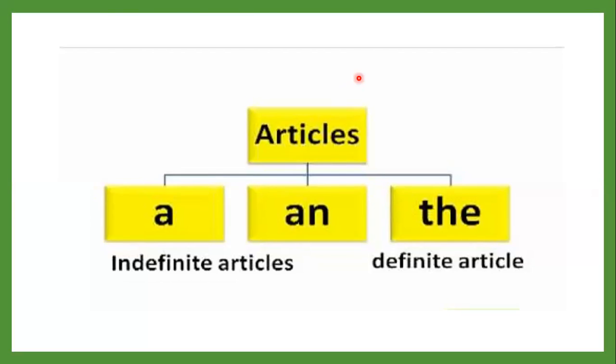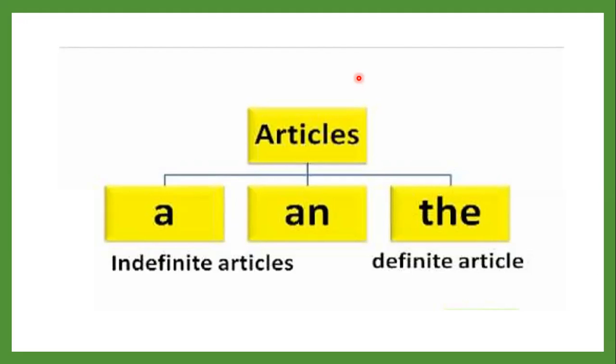But if I say the vase is made of glass, I will not put any article here. I will not say the vase is made of a glass. Why? Because that is an uncountable noun. I don't know how much glass is used in making the vase. So I'll say the vase is made of glass. Okay, no article will come over here. Make sure of this.